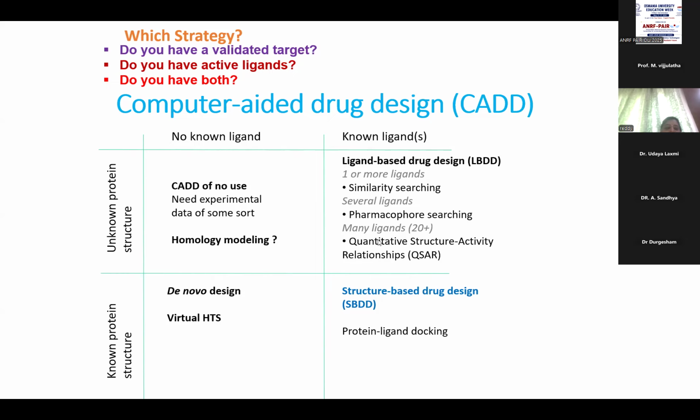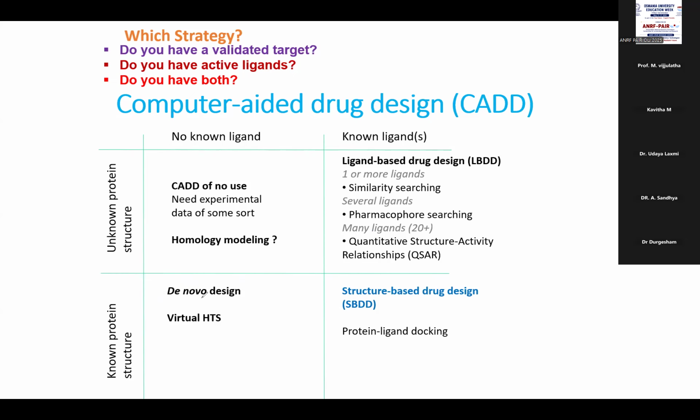If we have several ligands, we go for pharmacophore searching. And if we have more than 20 molecules, we go for quantitative structure activity relationship. So these are the two strategies which are generally used when we talk about computer aided drug designing, that is structure based drug designing and ligand based drug design. There is another strategy which is called de novo drug design. If there is a known protein but there are no ligands available in the literature, then we go for de novo drug designing or virtual high throughput screening.